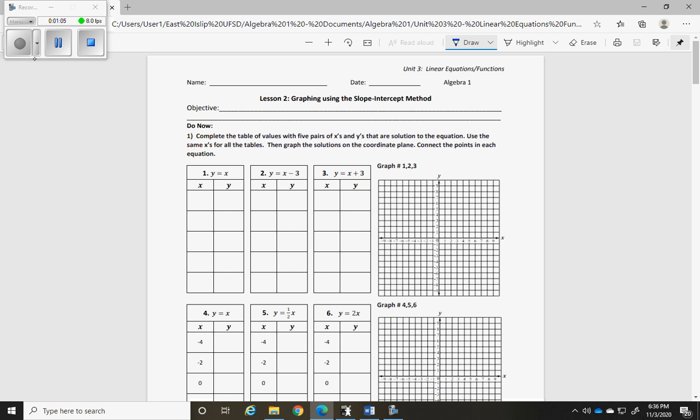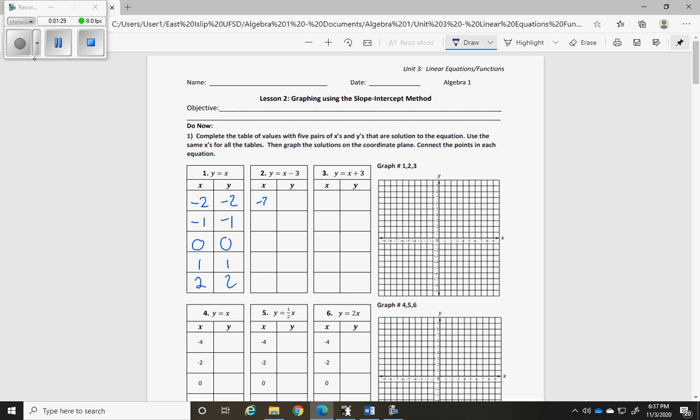I kind of like to center it around the origin. Remember, the origin is the point 0, 0. So I usually pick things like -2, -1, 0, 1, and 2. And if I substitute this -2 in for x, it tells me that y is also -2. So this very first one really is very easy to do.